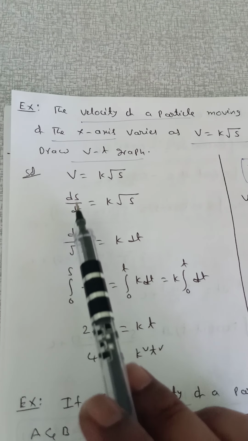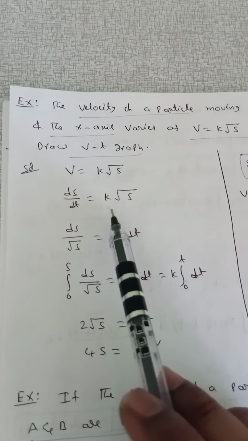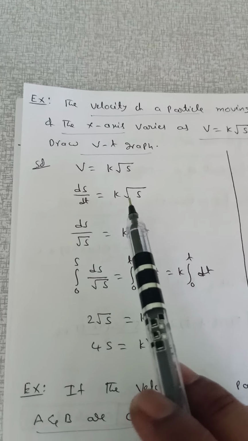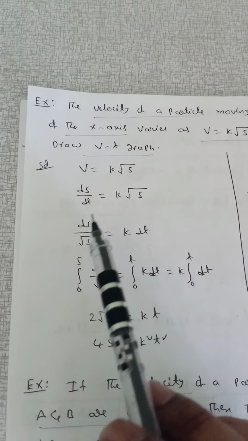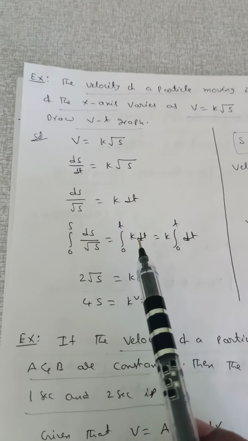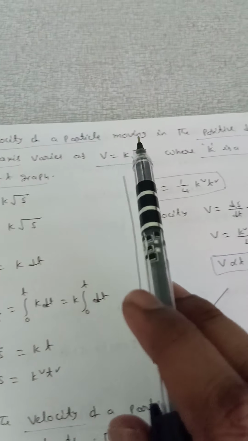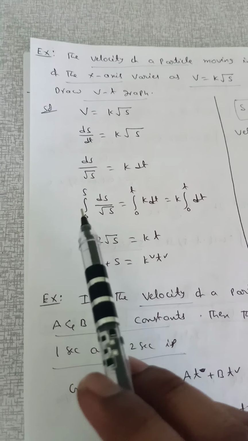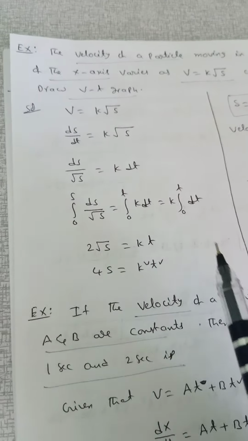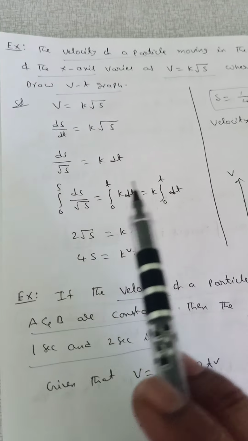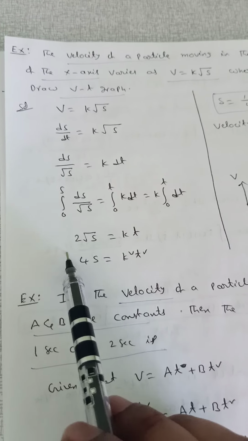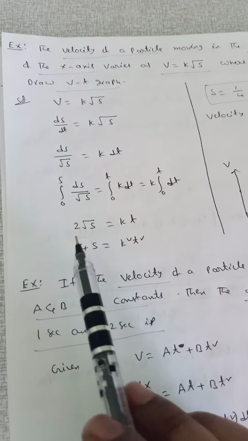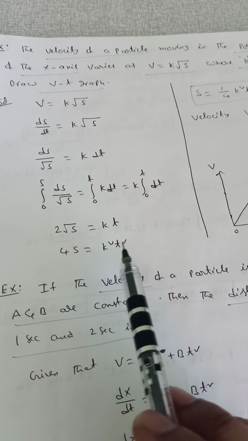Velocity means the rate of change of displacement. ds by dt is equal to k root s. Interchanging the equation, ds by root s is equal to k dt. Integrating on both sides, the particle moving in the positive direction, initial time 0, initial displacement 0, final time t, final displacement s. K is the constant. 1 by root s integrates to 2 root s, k into integral dt is kt. Squaring on both sides, 4s is equal to k square t square.